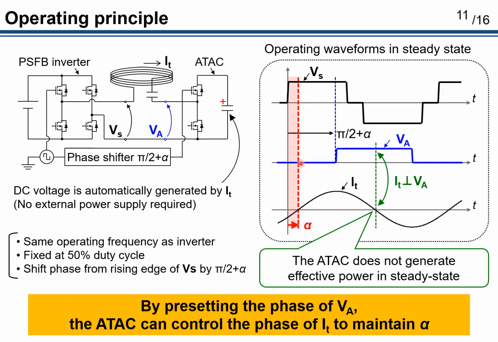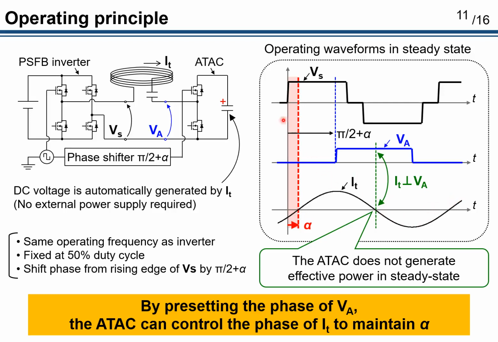As shown in this figure, the ATTAC is driven at the same operating frequency as the inverter and is fixed at a 50% duty cycle. In addition to this, by shifting the phase of vA from the rising edge of vS1 by pi over 2 plus alpha, the current can be controlled as in this figure.